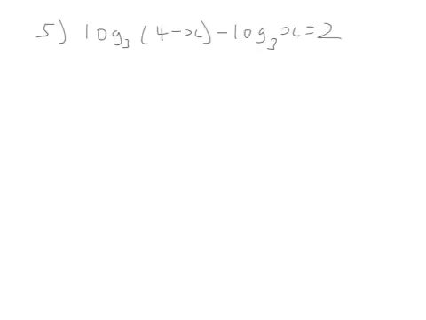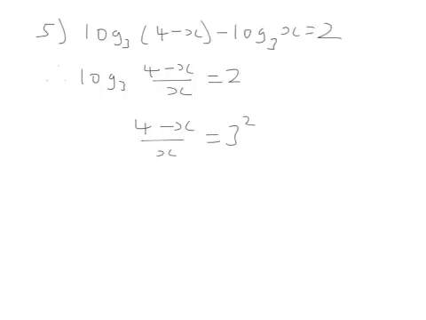Question 5, the subtraction becomes a division inside the logs. The inverse of log to the base 3 is 3 to the power 2. So 4 minus x is 9x. So therefore 10x equals 4, and x is 4/10 or 2/5.